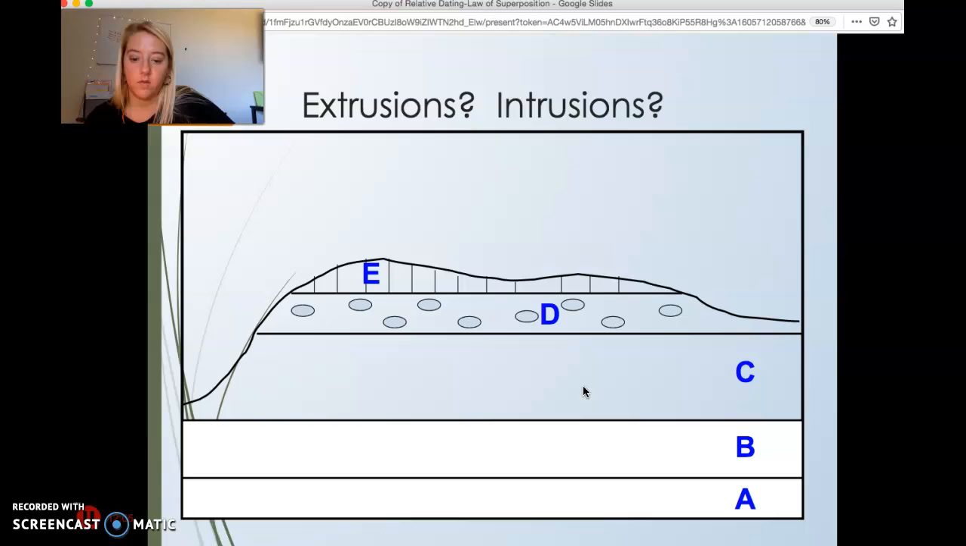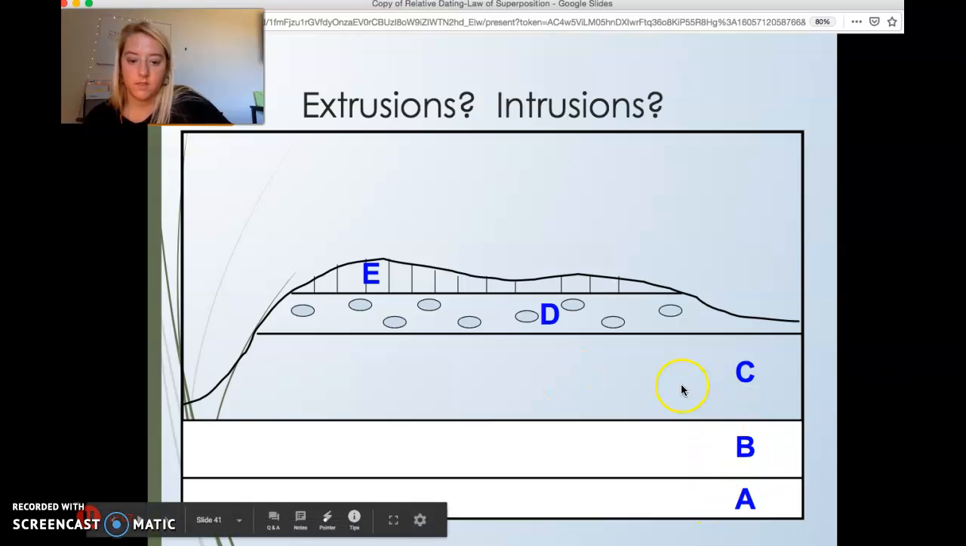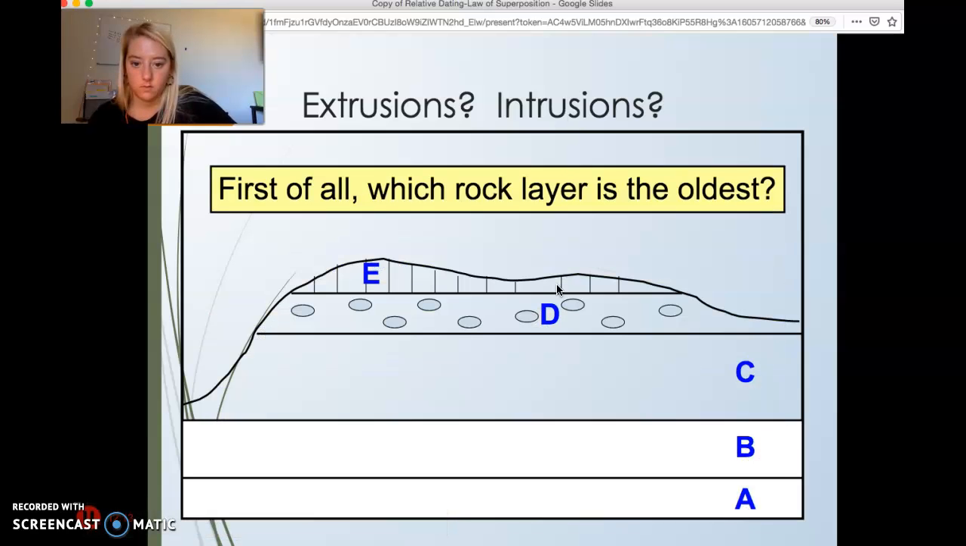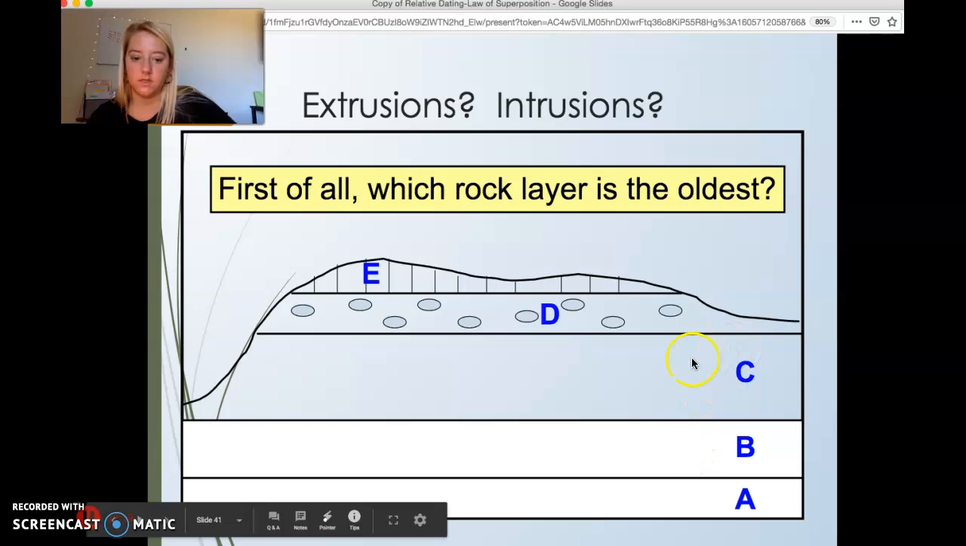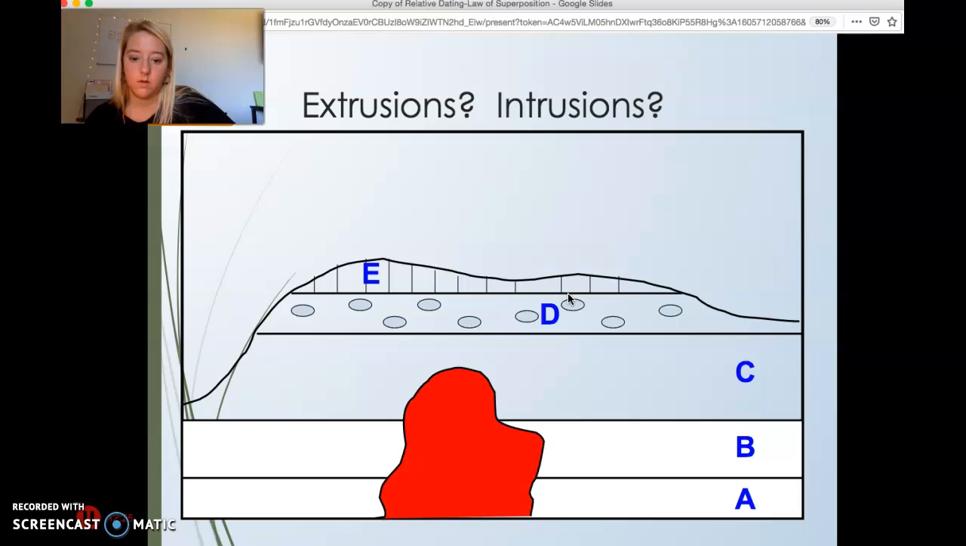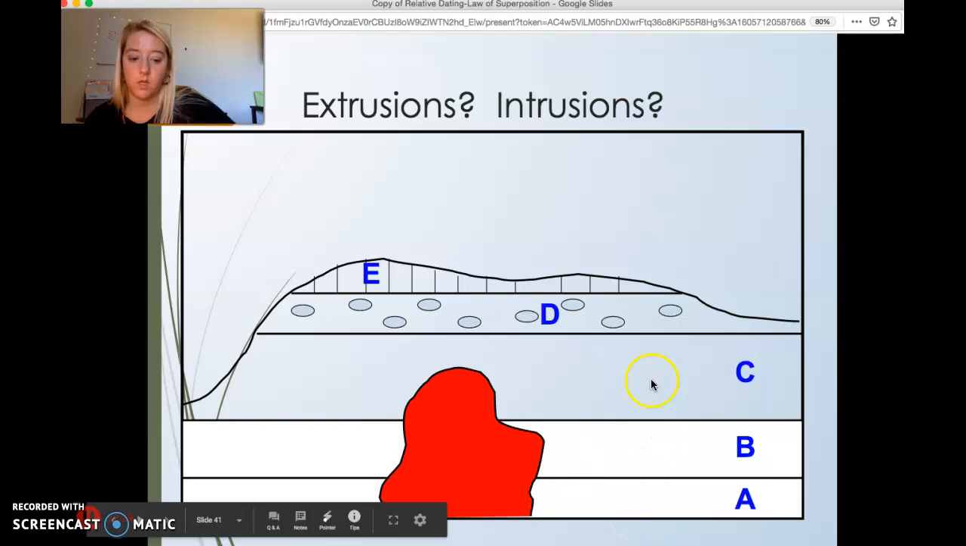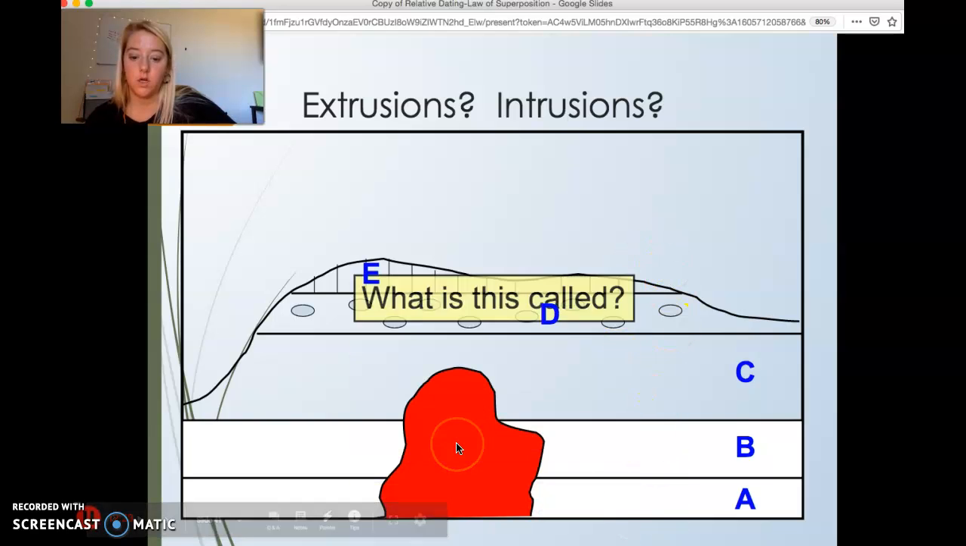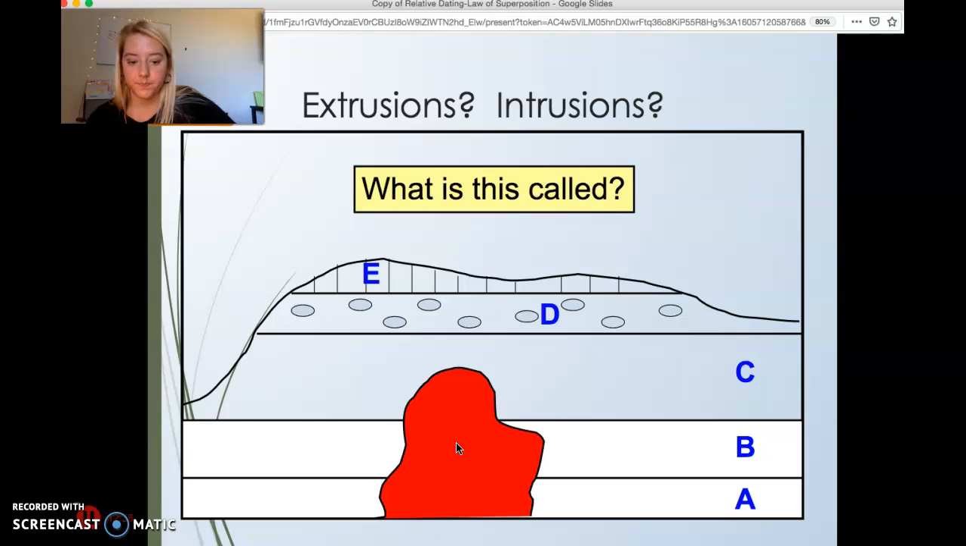Okay, so here we've got our original rock layers, A, B, C, D, E. They are all sedimentary rock layers. Then, first of all, which rock layer is the oldest? Based on the law of superposition, we know that A is the oldest, B is the second oldest, then C, then D, then E, E being the youngest in this picture. There, an intrusion happens. So the intrusion cut through rock layer A, B, and C, and it is now younger than the surrounding rock layers. Again, because this is inside, we call it an intrusion.